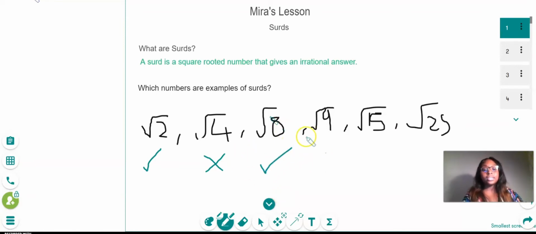The fourth one in our list is the square root of 9, which will give us the answer of 3, which is a whole number, so not a surd. After that, we have the square root of 15, which also gives us an irrational number, so it is a surd. And last but not least, we have the square root of 25, which once calculated would give us the answer of 5, which is a whole number, so in other words, not a surd. I'll put a cross underneath this to indicate that it's not a surd.